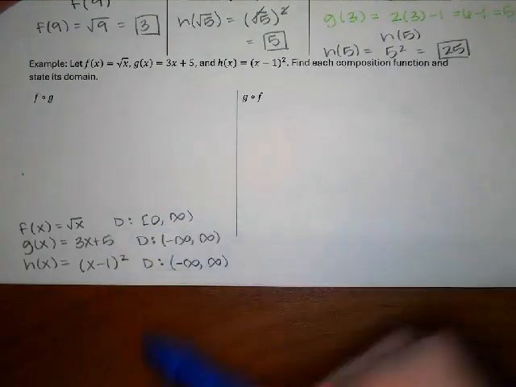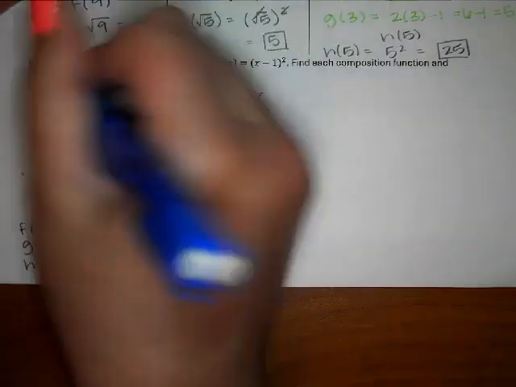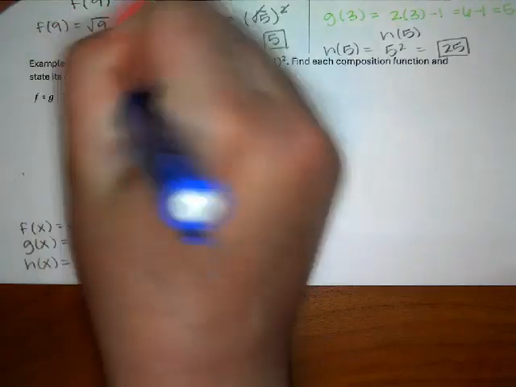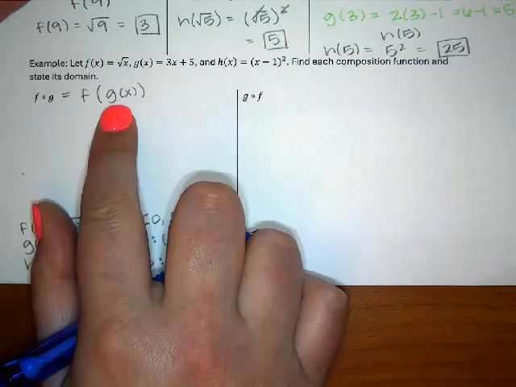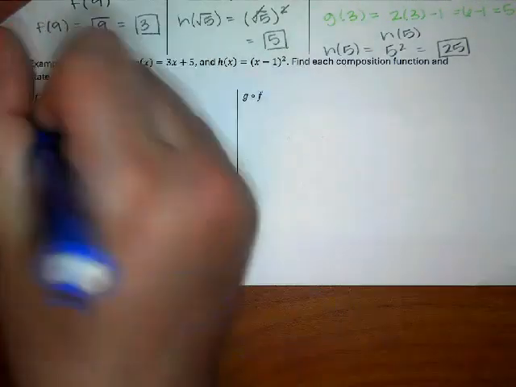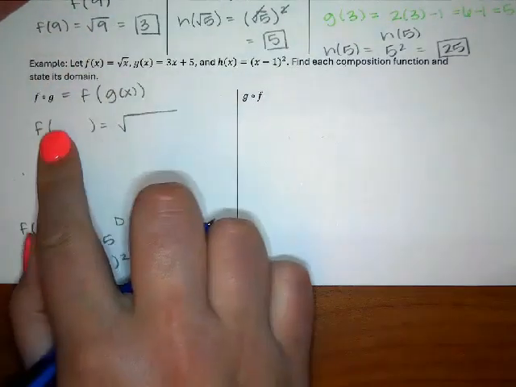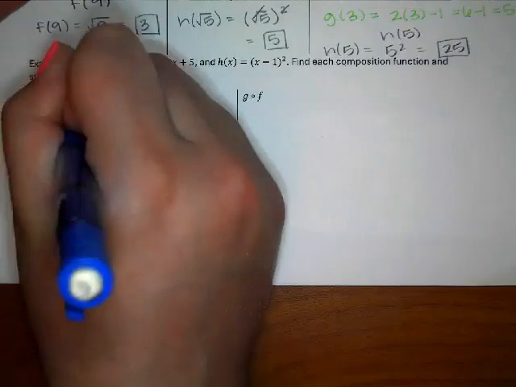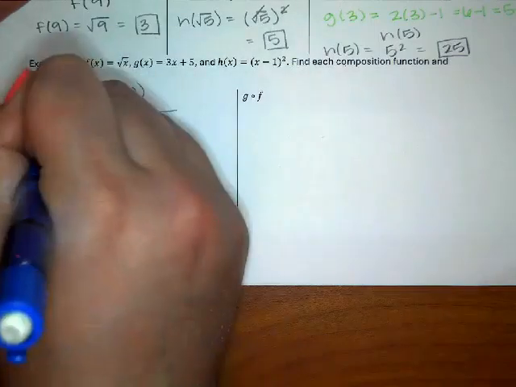All right, so f of g is just shorthand notation. That means f of g of x. It's saying take f of x and plug g into the inside. Okay, so I'm going to start with f of x. And then I'm going to take g of x and I'm going to plug it in on the inside. So I'm taking f of x and I'm plugging g of x on the inside.